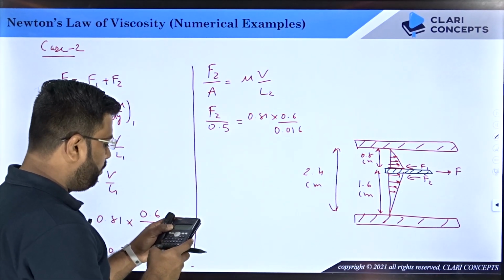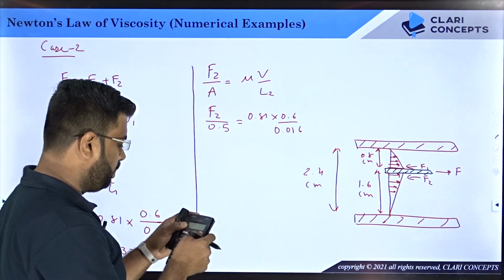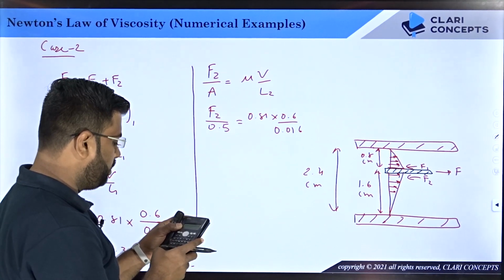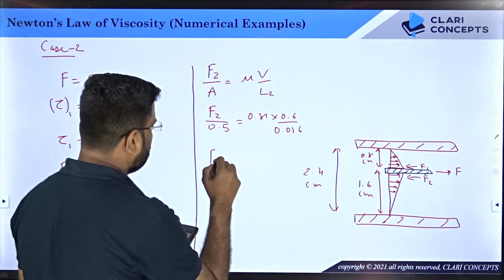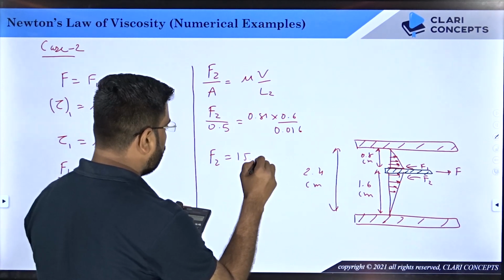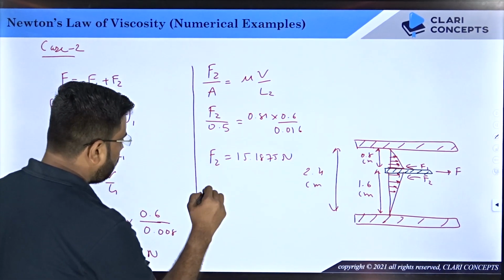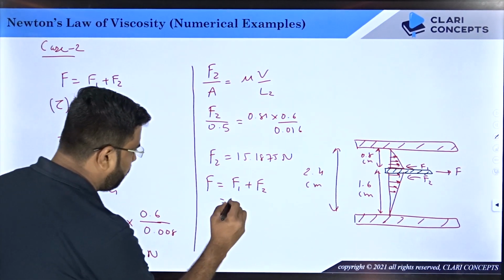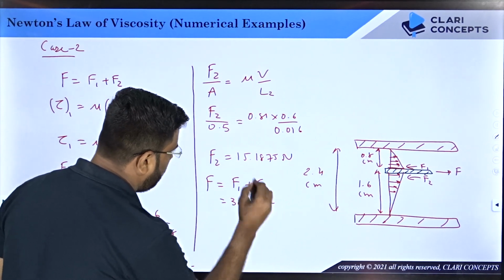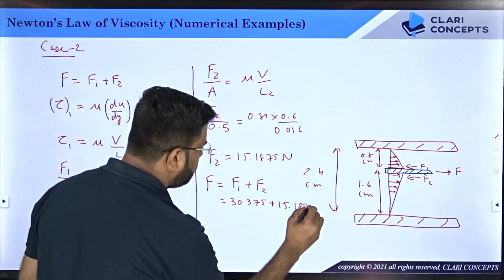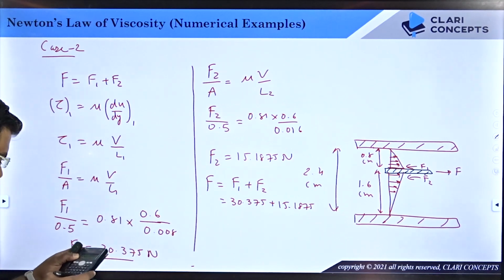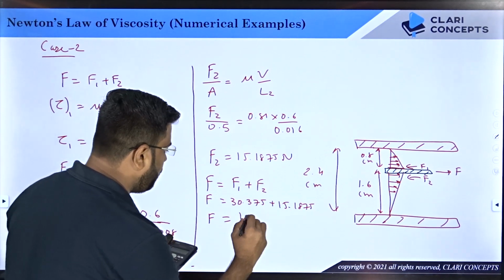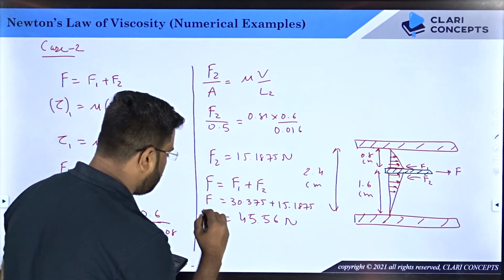So now you calculate the value of F2. 0.81 into 0.6 into 0.5 divided by 0.016. This F2 is coming out to be 15.1875 newtons. That means the final total value of force is F1 plus F2. F1 is 30.375 and F2 is 15.1875. You add both of these, you will get F to be equal to 45.56 Newton. Answer number 2.